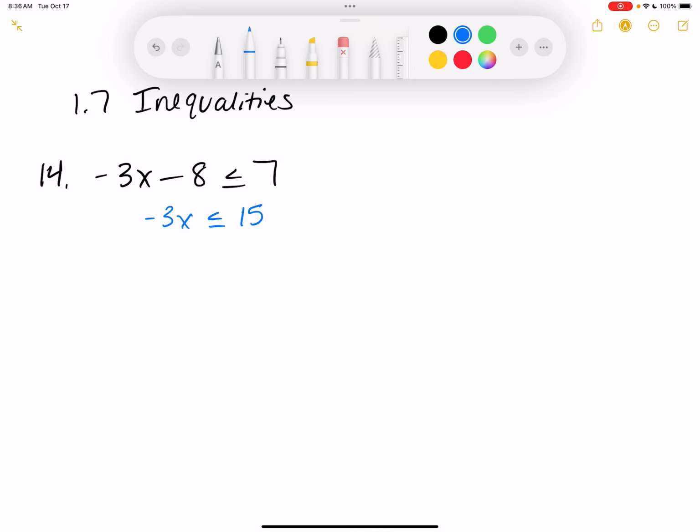Does anybody remember what happens when I divide by a negative? Yeah, flip the sign. Yep. Or whatever it's on. Flip the inequality. So this becomes greater than or equal to, and then 15 divided by negative 3 would be negative 5.